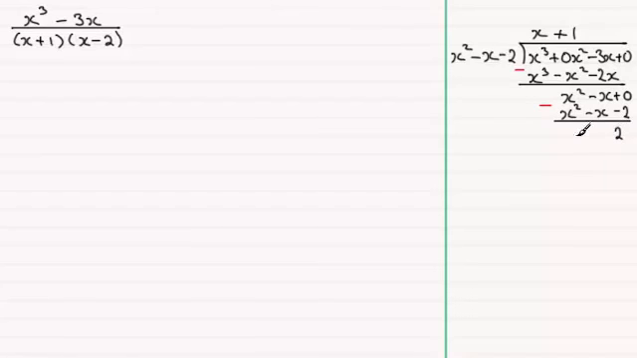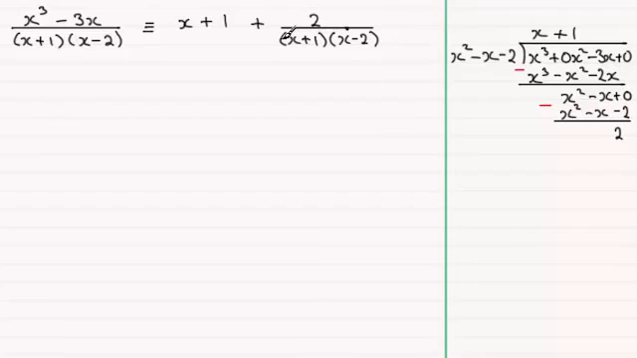So remember, I showed you in the previous video that we can now write this improper fraction as the quotient here, x plus 1, plus the remainder, which was 2, over the divisor, 2 all divided by x squared minus x minus 2. But remember, that is the same as this factorized version. So I'm just going to put that back in as x plus 1 times x minus 2.